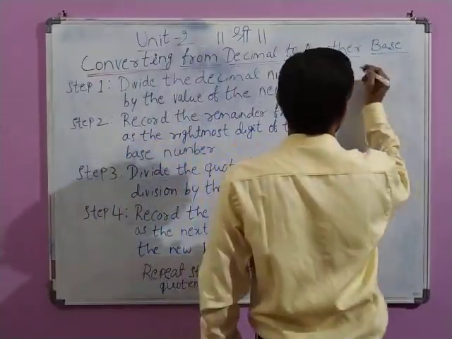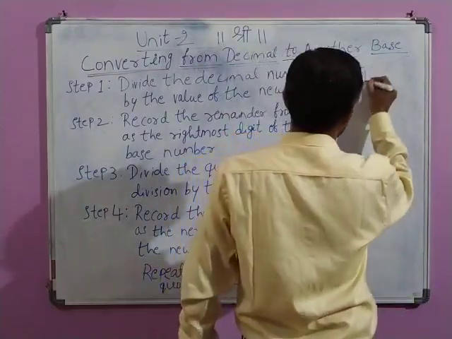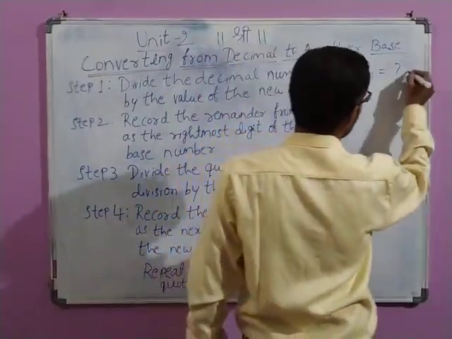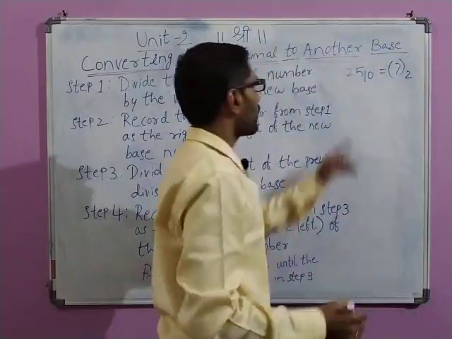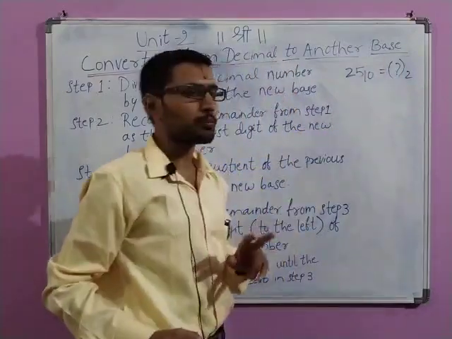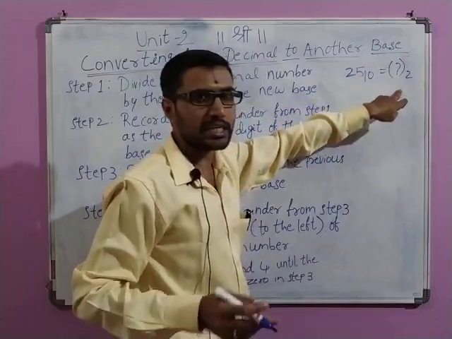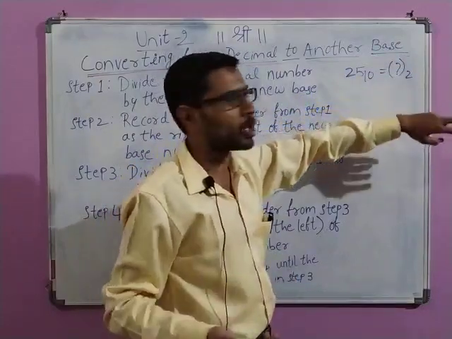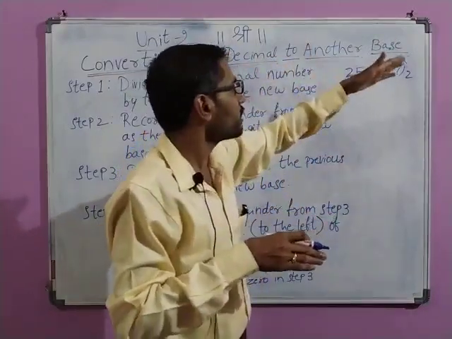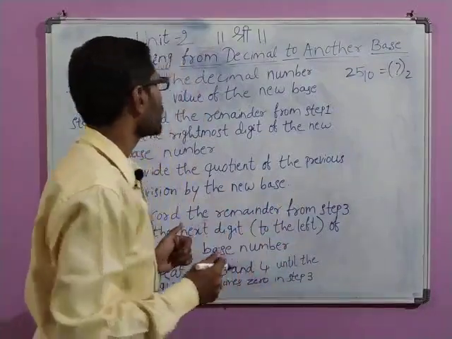If I want to convert the number 25 from base 10 to base 2, that means I want to convert the number 25, which is in base 10, to binary. So converting from decimal to another base. Another base can be anything. It can be base 2 or base 3, 4 and so on. But initially we'll go with converting from decimal to binary, and then from decimal to octal, and from decimal to hexadecimal, and so on and so forth.